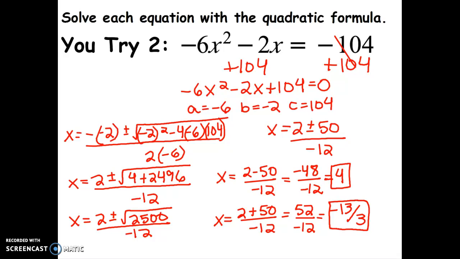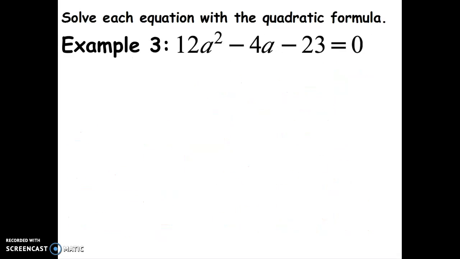All right, and let's move on to our final example, example 3. So these last 2 examples are going to give you irrational answers. So I really wanted to give you an example that looked like this so you wouldn't freak out when you saw one that looked like it within your practice. So let's go ahead and identify our A, B, and C because it's already solved. A is 12, B is -4, and C is -23.